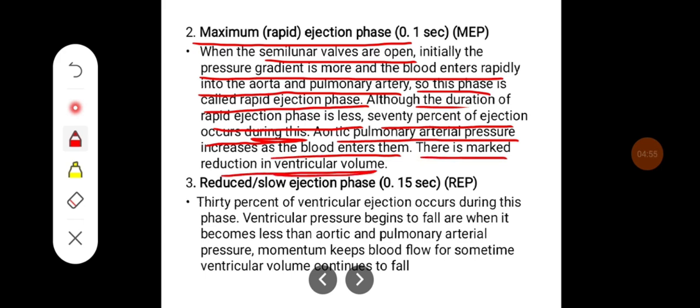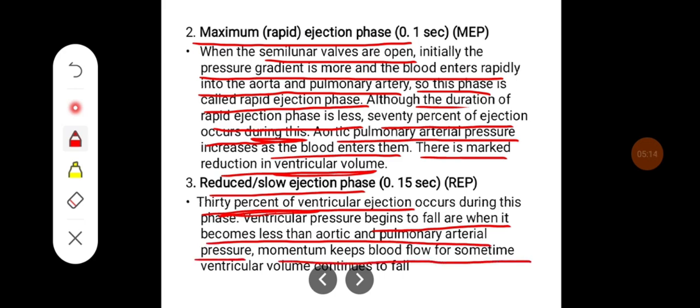The next phase is the reduced or slow ejection phase, which is around 0.15 seconds. 30% of the ventricular ejection occurs during this phase. Ventricular pressure begins to fall, and it becomes less than the aortic and pulmonary arterial pressure. The momentum keeps the blood flowing for some time. Ventricular volume continues to fall.